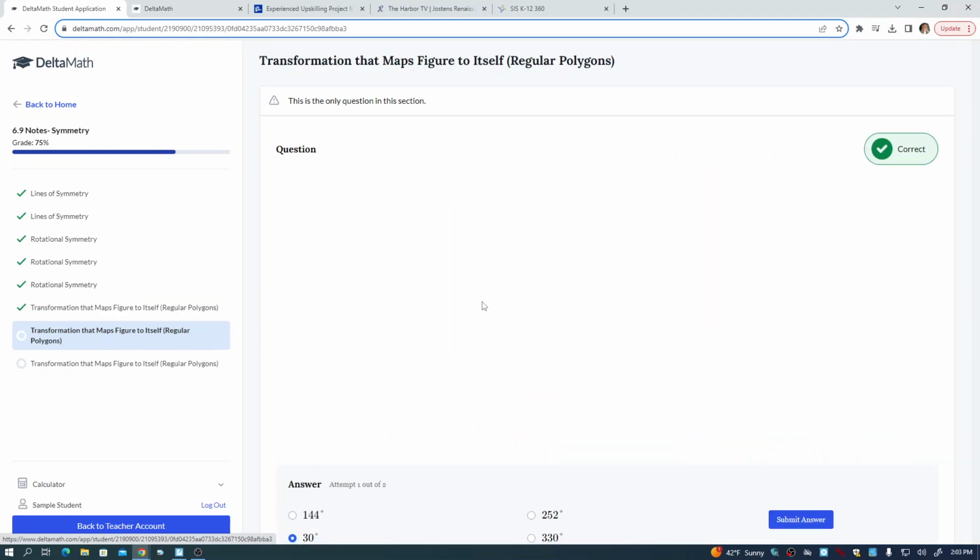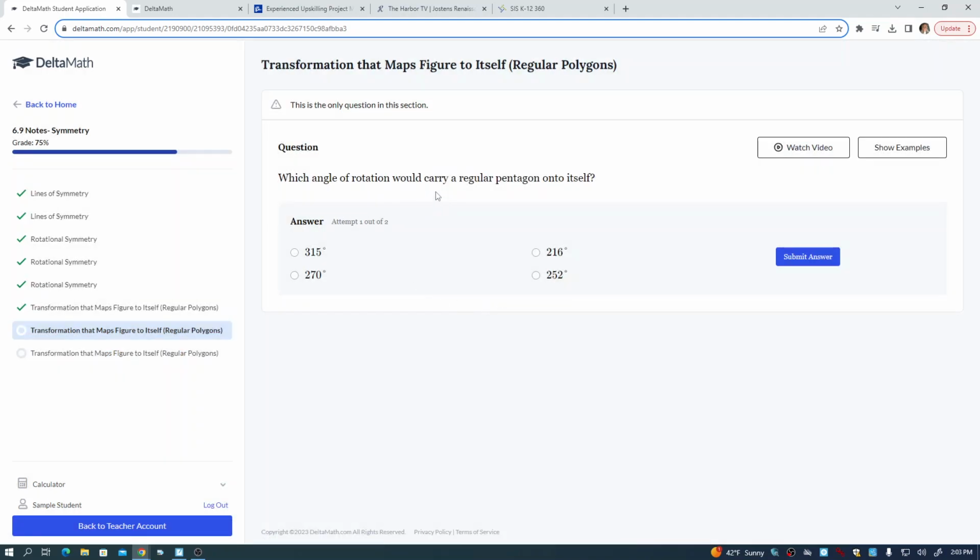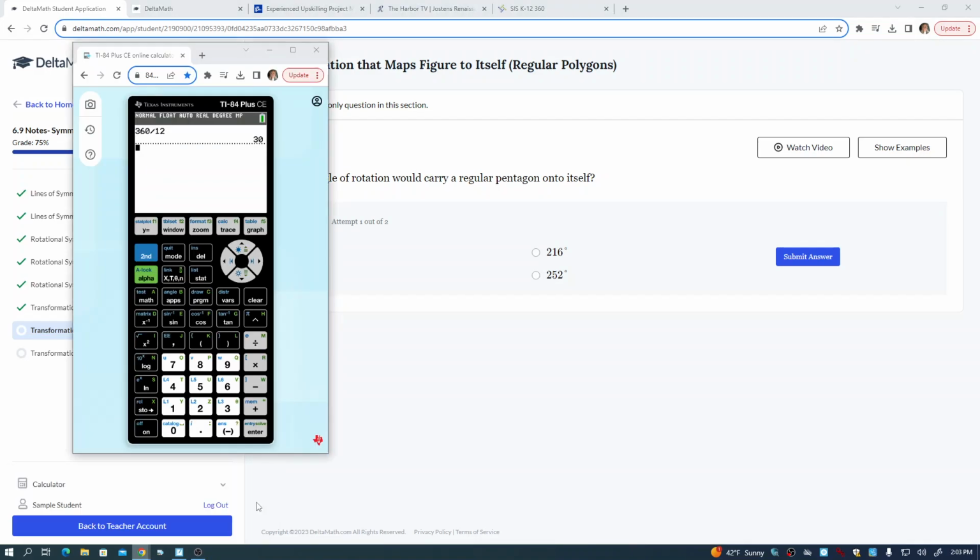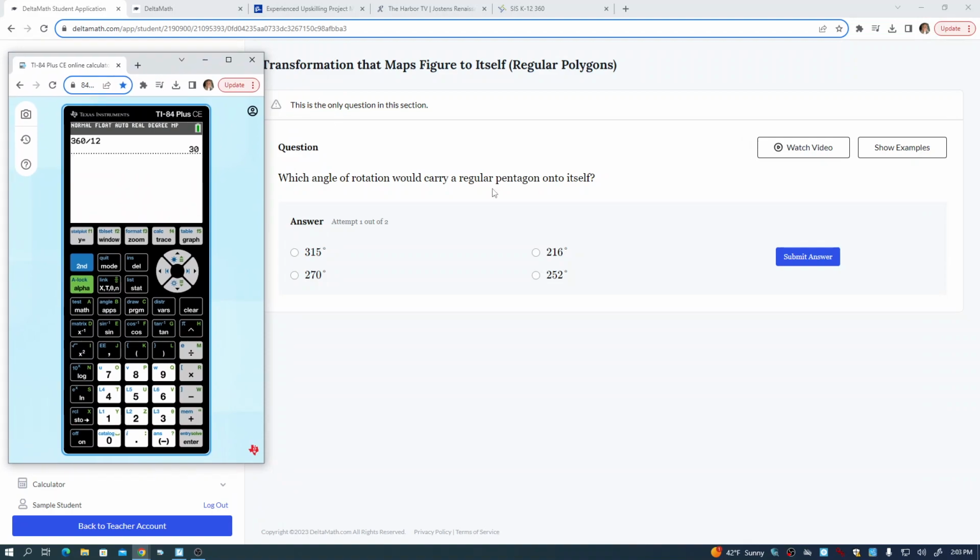Okay, try another one with no picture. It says, which angle of rotation would carry a regular pentagon onto itself? And so I've got my shape, which is a pentagon. It has 5 sides, so I would have to take 360 divided by 5 sides. That means every 72 degrees, my shape would map on top of itself.